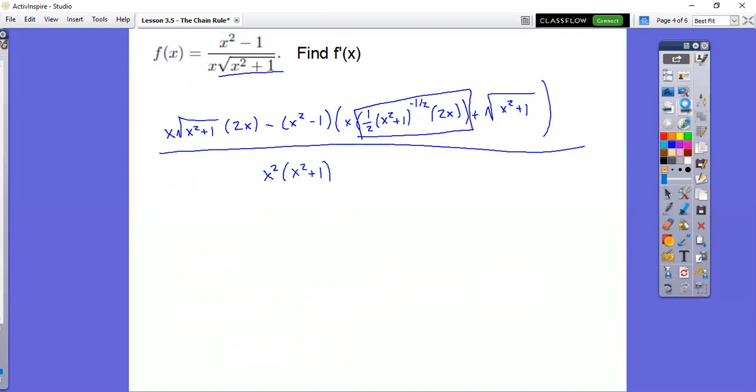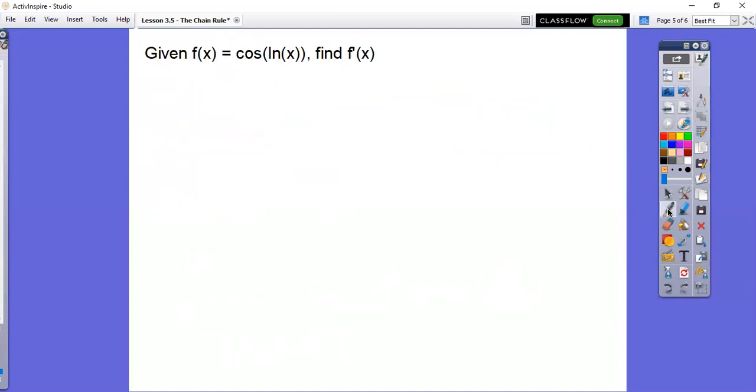All right, we're going to look at one more example. Again, I'm going to start on the outside and work in. I've got cosine, so first take the derivative of cosine, which is negative sine. So I've got negative sine of ln of x times the derivative of ln of x, which is 1 over x. So I could just write this as negative sine of ln of x over x. And that would be the derivative of f.